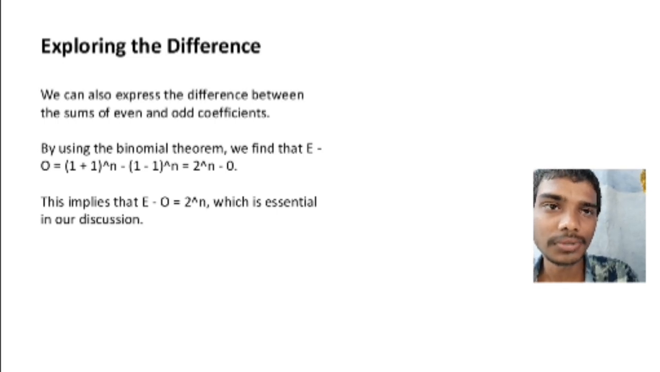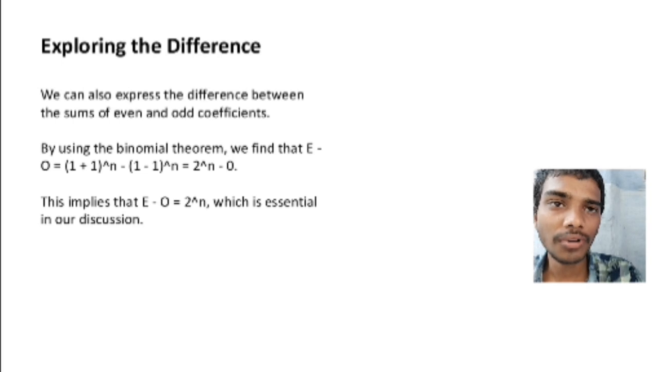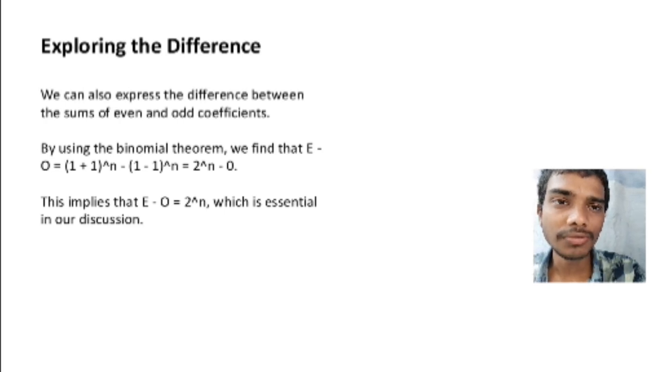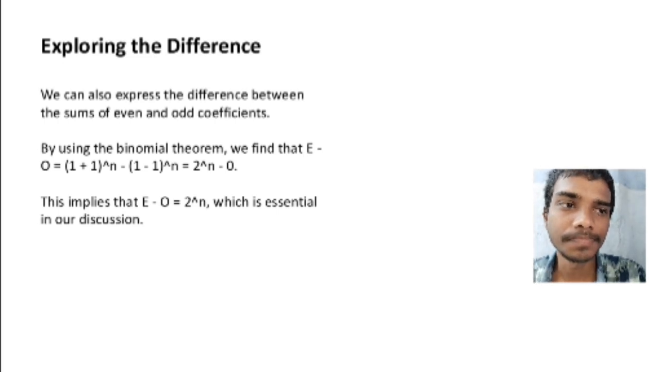Exploring the difference. We can also express the difference between the sums of even and odd coefficients by using the binomial theorem. We can find E minus O is equal to (1 + 1) power n minus (1 minus 1) power n, which is equal to 0 for n greater than 0. This implies that E minus O is equal to 2 power n, which is essential in our deduction.